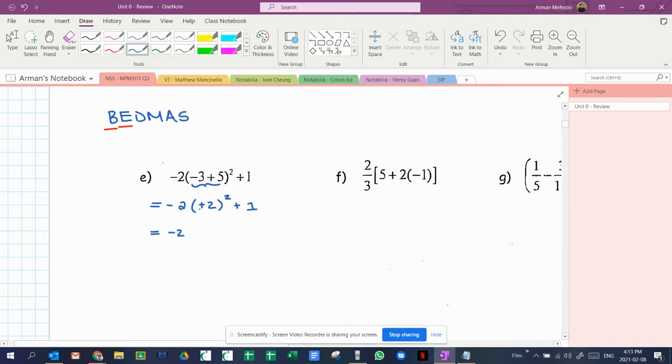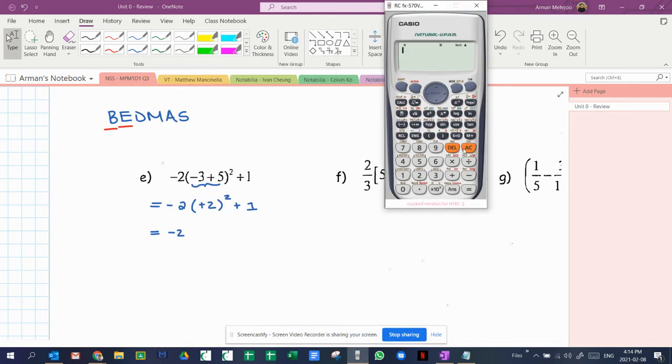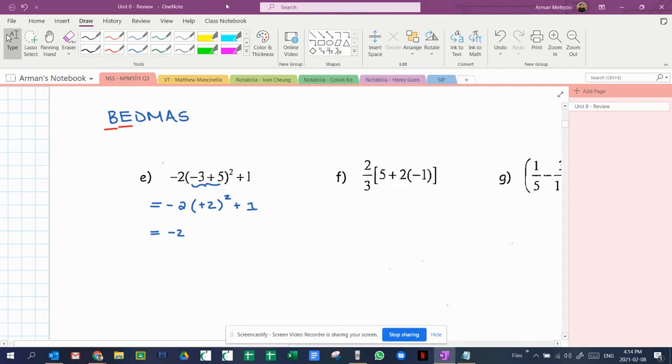My exponent in this case is +2 squared. I can punch it in my calculator if I don't know what that is. Make sure you use brackets when doing your exponents. You might get the wrong answer if you have a negative sign somewhere in there. 2 squared is 4. I don't have any division, so I can skip this one. My next one is multiplication, and I have -2 times 4, which is going to be -8. And then my last step is to do some addition. -8 plus 1 is going to be -7. And that's my final answer.